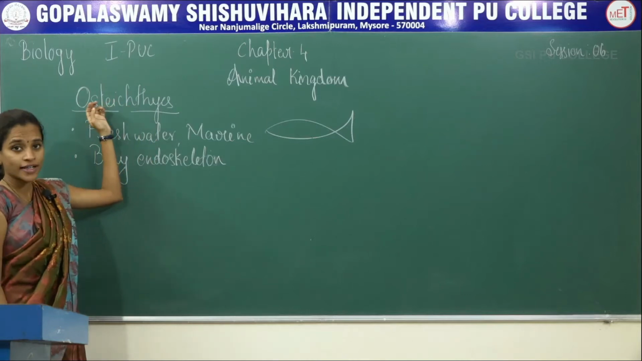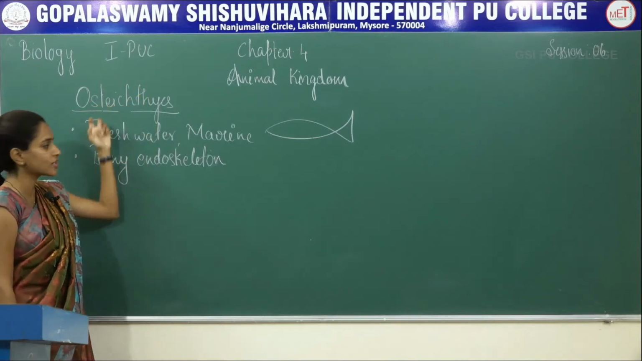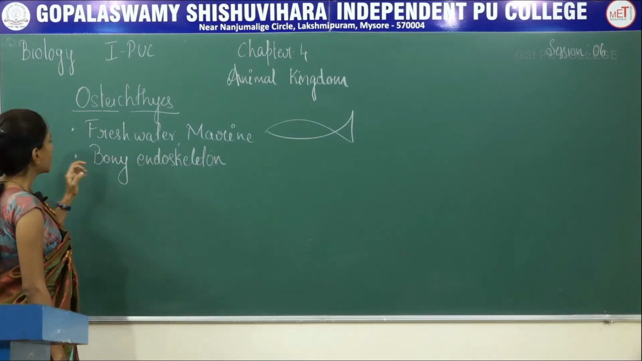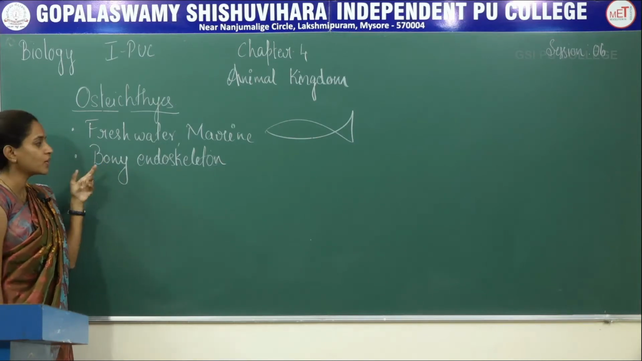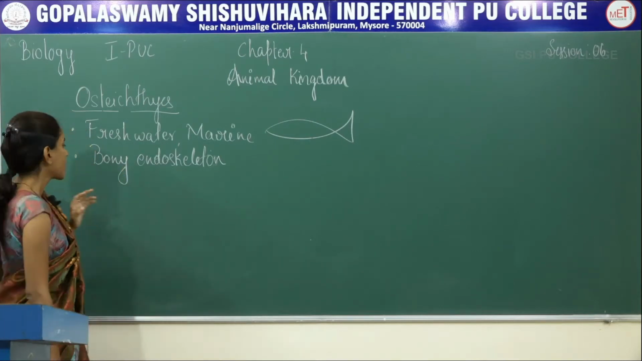In case of Chondrichthyes, they had cartilaginous endoskeleton, whereas in Osteichthyes, these have bony endoskeleton. So here, when it comes to bony endoskeleton, these are less flexible but very strong compared to the cartilaginous endoskeleton.